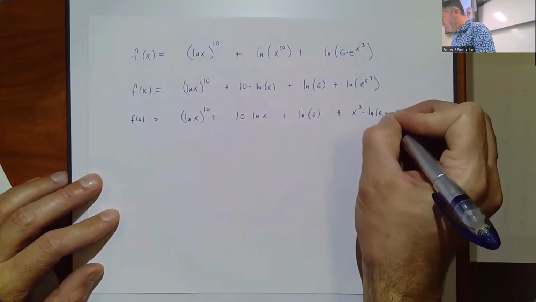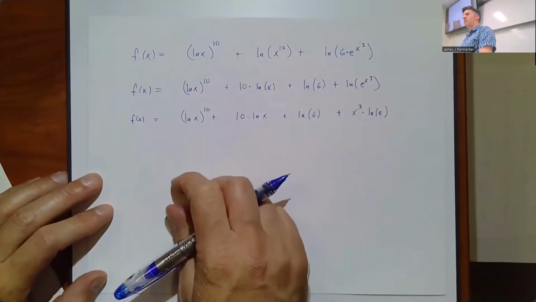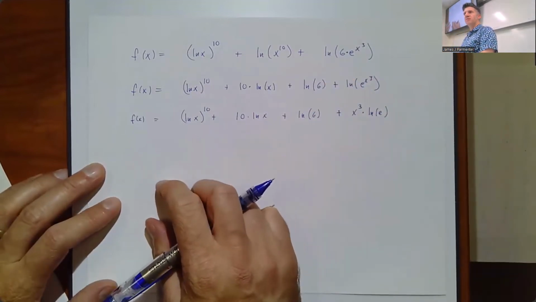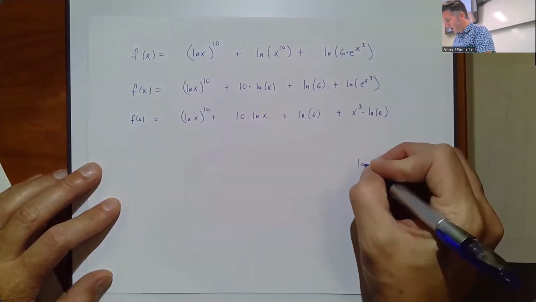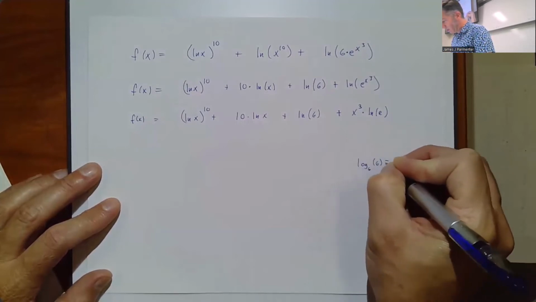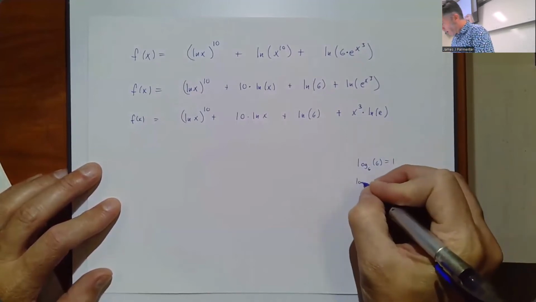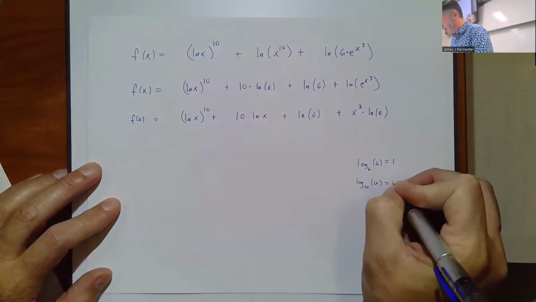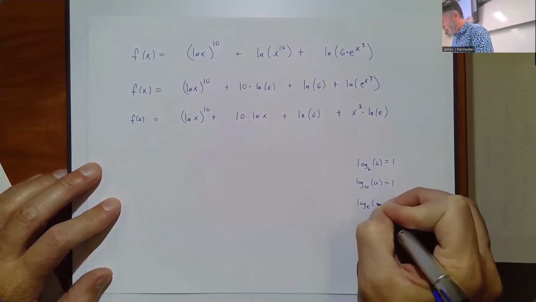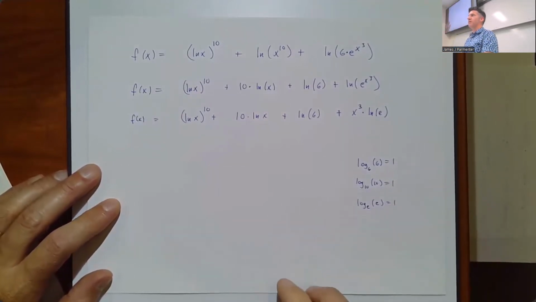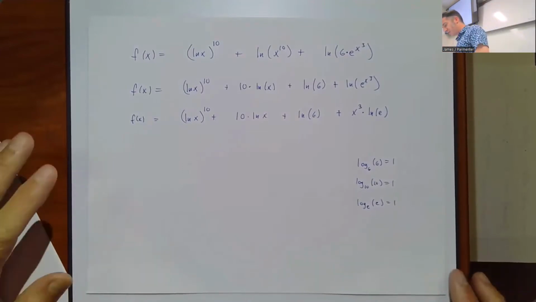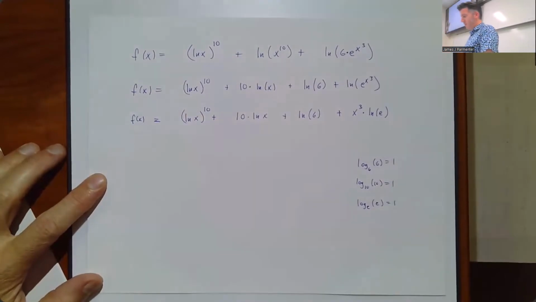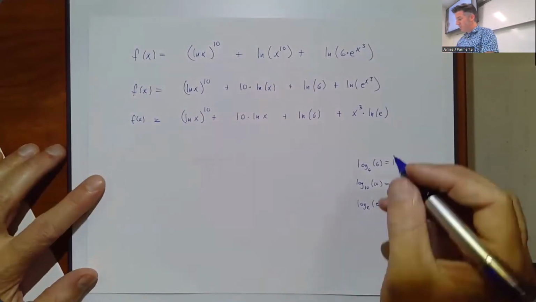natural log of e. Can anyone tell me what the natural log of e is? 1. Right, it's 1 because really that's log base e of e. It's kind of like how log base 6 of 6 is equal to 1, or log base 10 of 10 is equal to 1. Log base e of e is also equal to 1. So this is just 1.